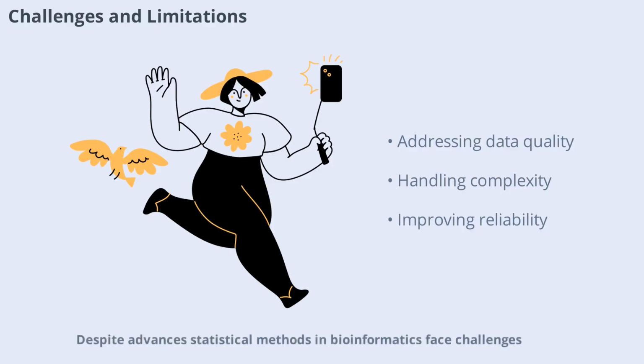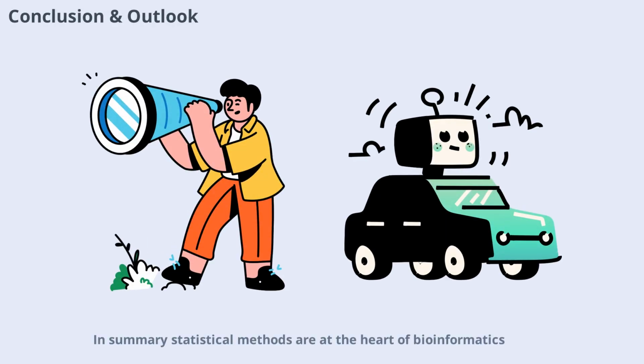Despite advances, statistical methods in bioinformatics face challenges. Issues include data quality, missing values, batch effects, and computational complexity. Interpreting results requires careful consideration of assumptions and limitations. Ongoing research aims to develop more robust, scalable, and interpretable methods to address these challenges and improve the reliability of bioinformatics analyses.